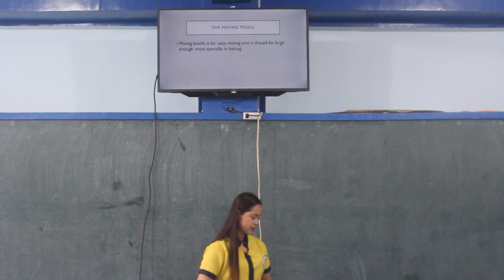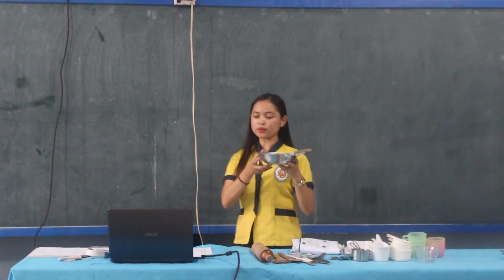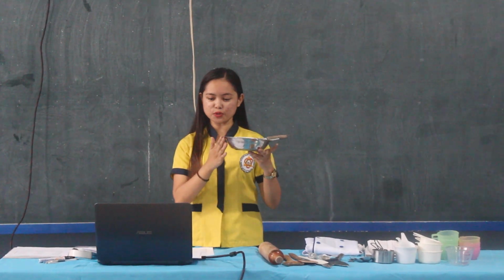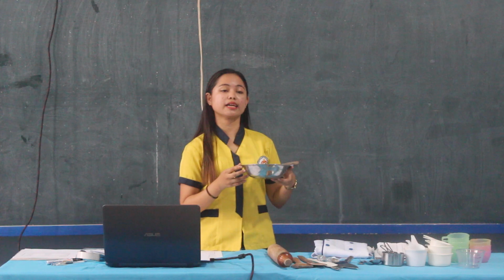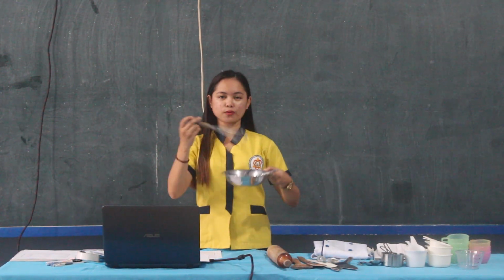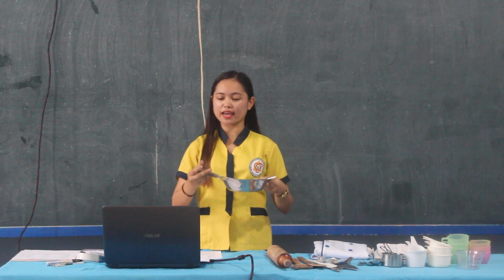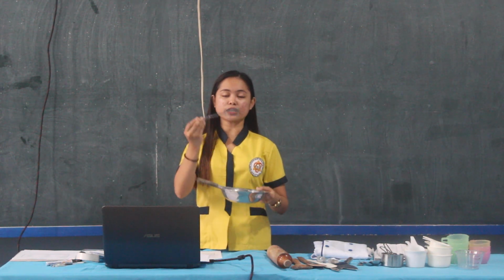So we have here an example of a mixing bowl. When you say mixing bowl, for easy mixing we're going to use this one, and it should be large enough, most especially in baking. Another, we have a wire whisk. It is used for beating the eggs and stirring of our sauces. For our electric mixer, we will use this pan.